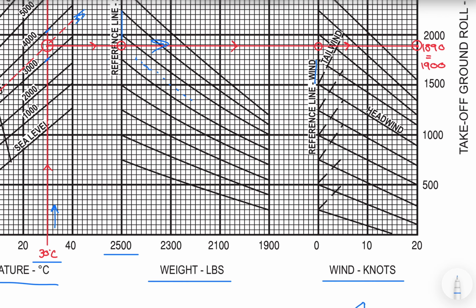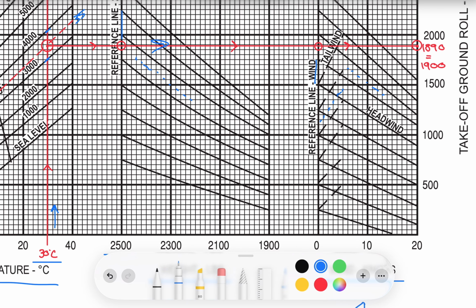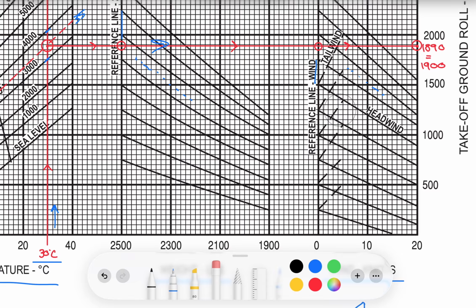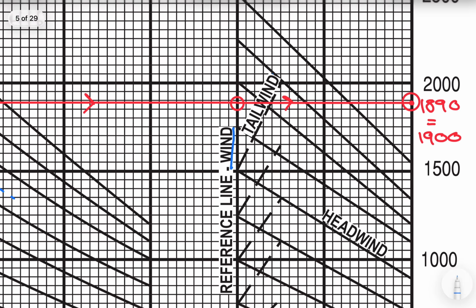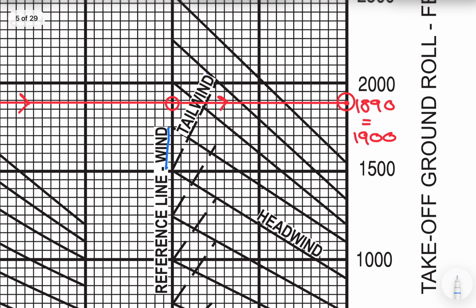All right, the question says there's zero wind. That means we don't have to, again, move down the reference lines or up the reference line, depending on tailwind or headwind, to calculate a wind component for this graph. We can simply just move across to the weight section. So we've got zero wind, and from the zero wind reference line, we move straight across, and I get about 1,890 feet, and that's very close to 1,900.